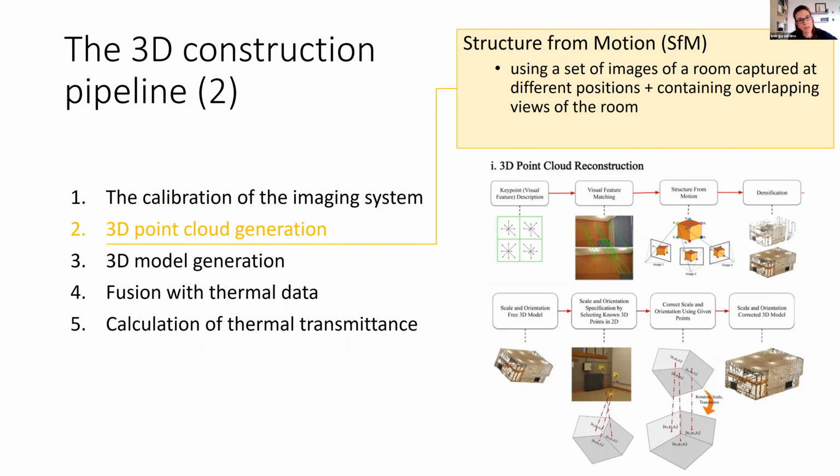Following came the 3D point cloud generation phase. Here we use structure from motion using a set of images captured from a room, captured from different positions within the room. And these images also contain overlapping views of the room. So to be able to find matching pixels across different views, or the key points, we use the SIFT method, scale invariant feature transform method.